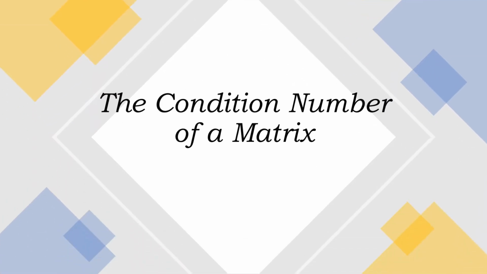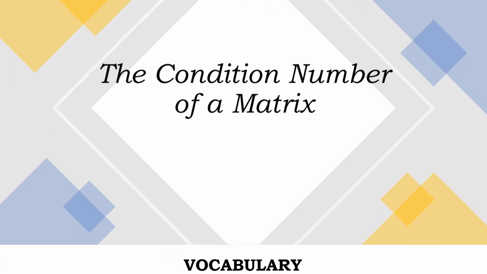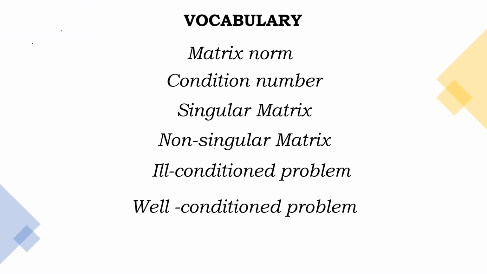So, what is the condition number of a matrix? Let's find out. Now, for us to be able to understand this specific topic, we have to take note of the following words, which are very important. The matrix norm, the condition number, singular matrix, non-singular matrix, ill-conditioned problem, and well-conditioned problem. And every word will be discussed in their respective slides.